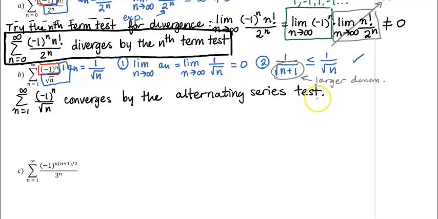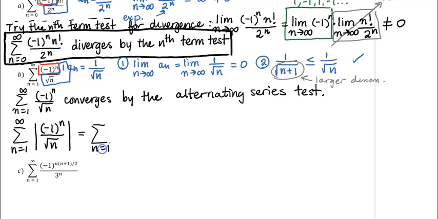Now let's determine whether the series is conditionally convergent or absolutely convergent. It will be absolutely convergent if the absolute value of the series also converges. When we apply the absolute value, the (-1)^n is just a 1, because the absolute value of -1 or 1 is just 1. And in the denominator, we have the square root of n, which is always positive. So I don't need the absolute value bars there.